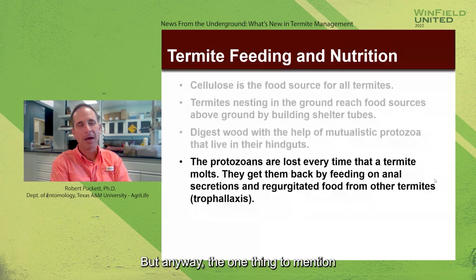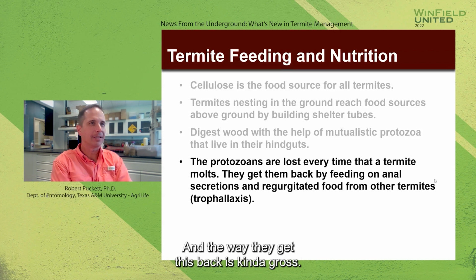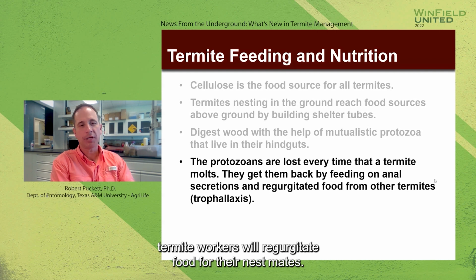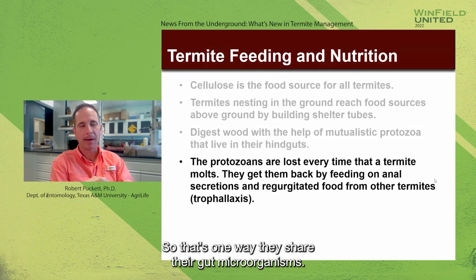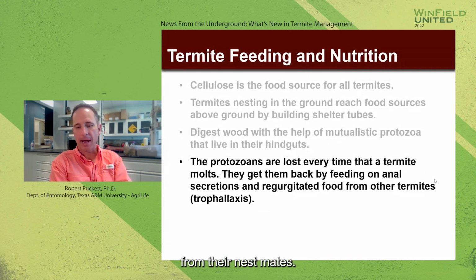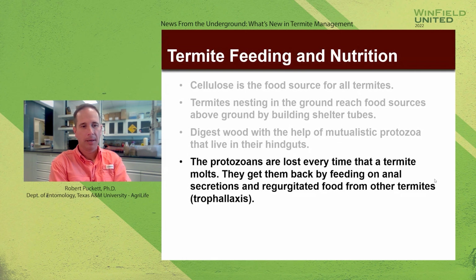But anyway, the one thing to mention is they lose those microorganisms every time they molt. They have to get them back. And the way they get this back is kind of gross. Termite workers will regurgitate food for their nest mates. So that's one way they share their gut microorganisms. The other is by feeding on anal secretions from their nest mates. It's kind of nasty business, but they make it work.